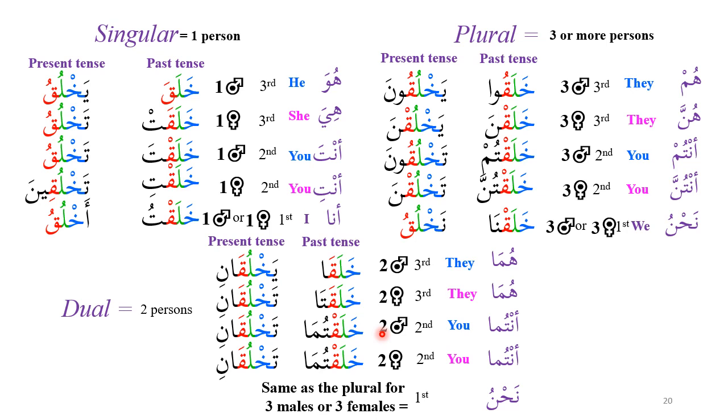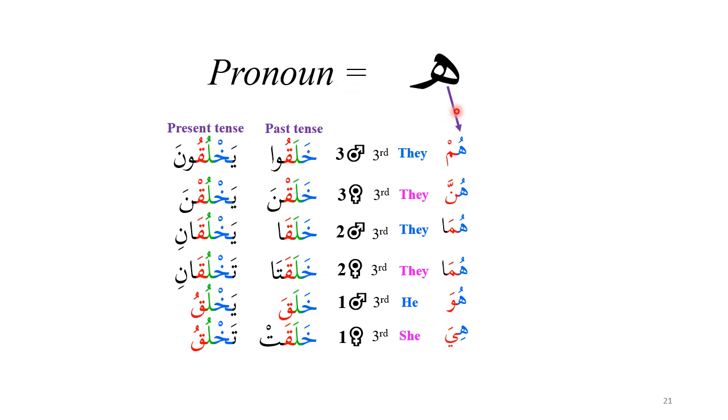And mastering this is not so easy, but you can learn it, because what I have found is that you can actually make sense of these 14 patterns by understanding that the ha is a marker for pronouns: hum, hunna, huma, huwa, here. So see, here you can go from the third person male, female, and second person male, female, and first person male, female, like this. And then you can at least learn this pattern first.